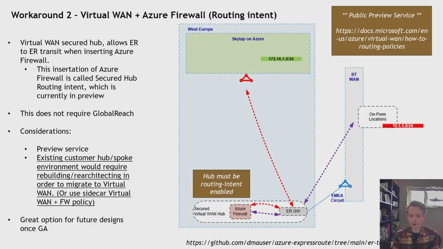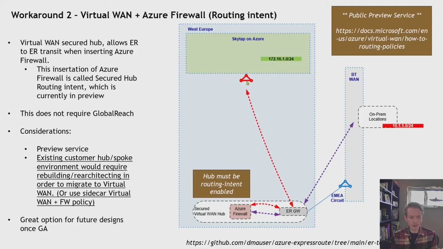Workaround number 2 is going to use Azure Virtual WAN. And this is a pattern which I think will prove quite popular in the future because it's actually quite straightforward. So remember earlier, I said that we could not bridge the purple to purple line, or purple to red in this diagram, natively using the ExpressRoute gateway. Well, using a preview feature in Azure Virtual WAN called routing intent, we can force branch-to-branch traffic via a firewall inside of a vWAN hub, which we call a secured virtual hub.